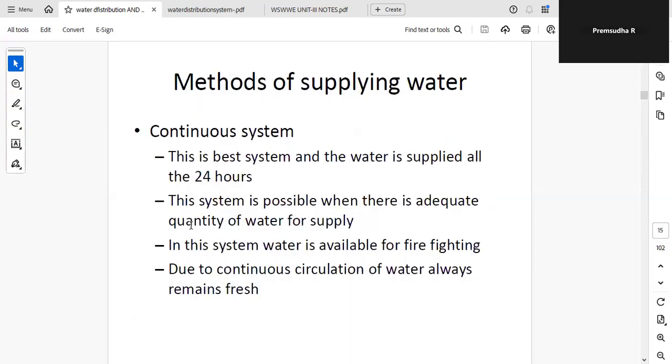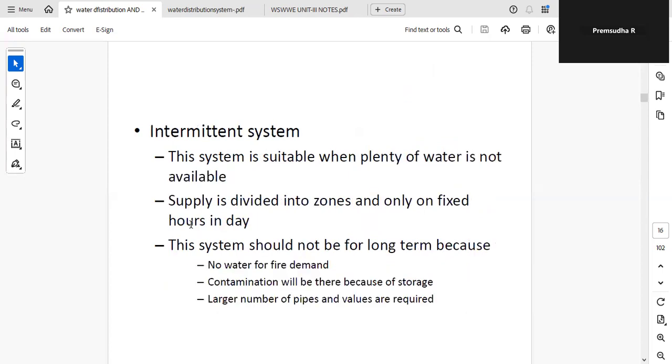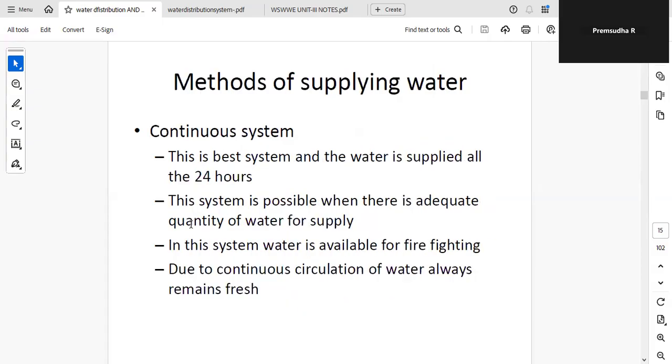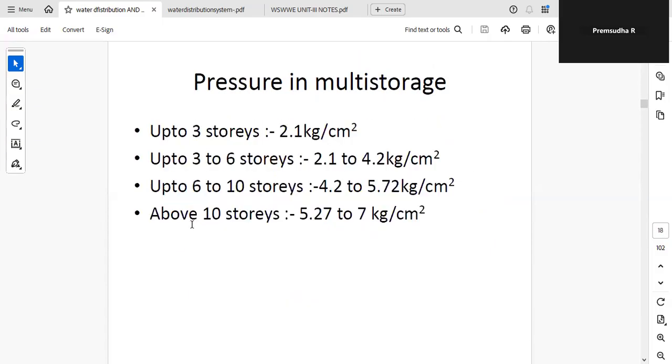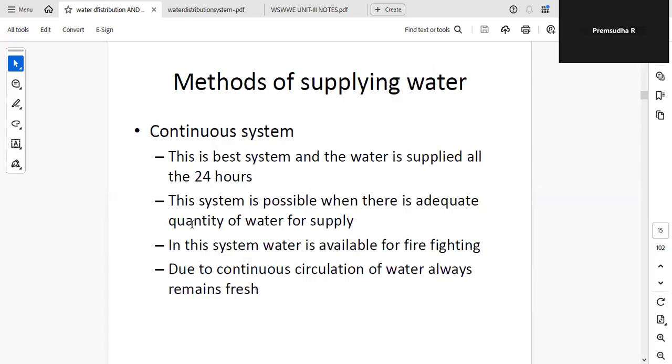The radial system. So, what are the methods of supplying water? There are two methods: continuous system and intermittent system. This is the system of supply.